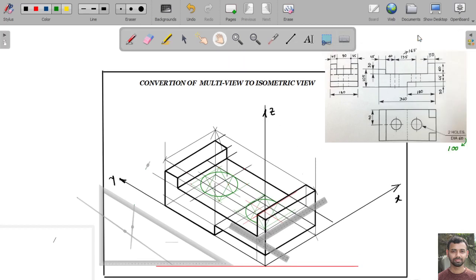Okay. Now, so I hope all the portions have already been drawn. Now we have to give the dimensions. Now we have to put the dimensions. That is an important portion. Putting the dimensions.